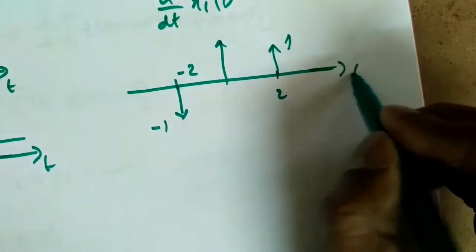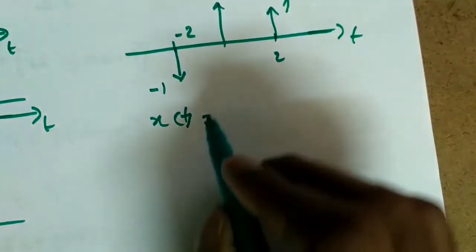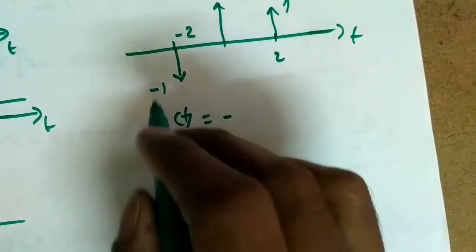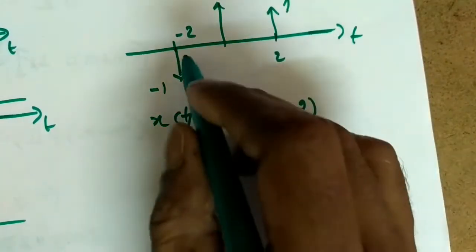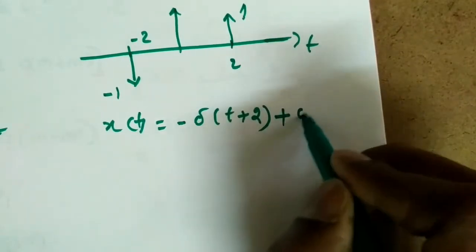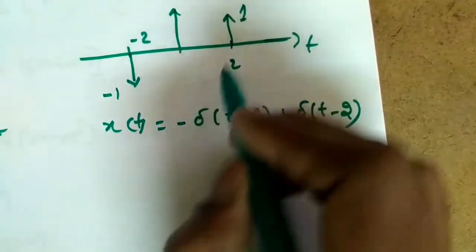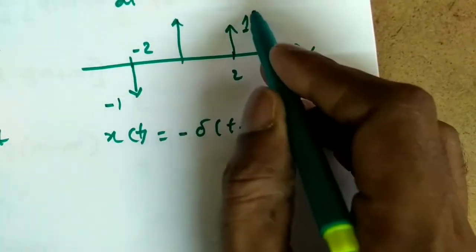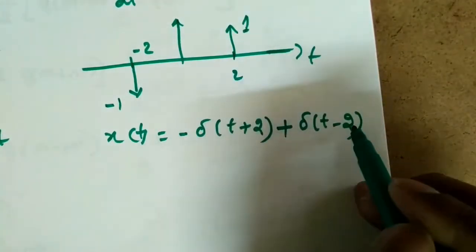So how can I write this signal? The differentiation is over. So simply I can write minus delta t plus 2, because the amplitude or area is 1 and it is the advanced version, plus delta t minus 2, because the area is 1. See here, why am I not writing 2 into it? This is the time shift and this is the amplitude or area. The area is 1 only, that's why it is 1 into delta t minus 2.